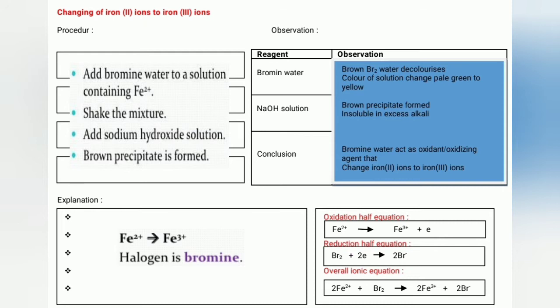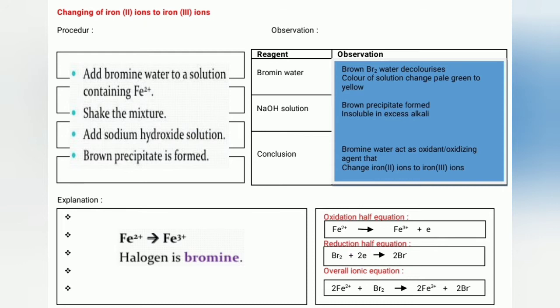Examples of oxidizing agents that can be used are bromine water, chlorine water, acidified potassium manganate(VII) solution, acidified potassium dichromate(VI) solution, hydrogen peroxide, and concentrated nitric acid. To investigate oxidation and reduction in the change of iron(II) ions to iron(III) ions. In terms of redox reaction, we can explain that the bromine water oxidizes iron(II) ions to iron(III) ions.